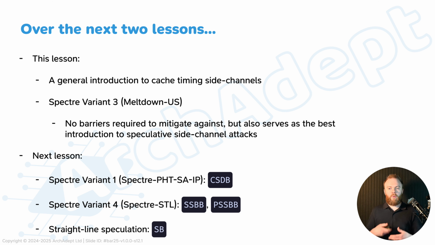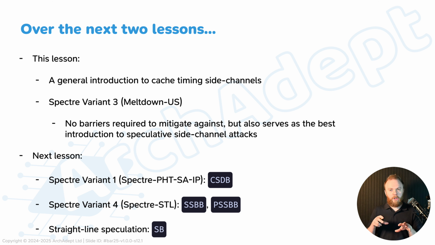Okay, so what are we actually going to be talking about on this topic? Well, we've split this up into 2 lessons. This first lesson will serve as a general introduction to cache timing side channels, and we'll take a look at how Spectre Variant 3 works, also known as Meltdown. Now granted, Meltdown does not actually require any barriers to mitigate it, so there's an argument to be made there's no need for us to cover it on this course. However, I actually find Meltdown to be the best introduction to how speculative side-channel attacks work. And as we'll soon see, in many ways you can think of the other Spectre variants as being more advanced evolutions of the same thing.